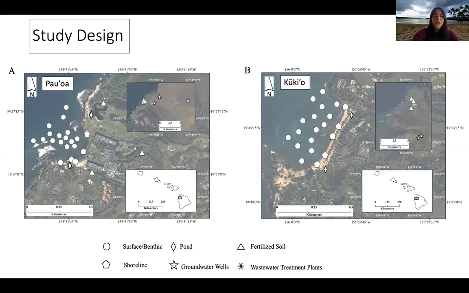And then we also had fertilized soils and wastewater treatment plant samples, as seen in the top right inset box. The fertilized soils were from the developments here, and then the wastewater treatment plants were a little bit above the developments here. The soils and the wastewater treatment samples were used as nitrogen sources to be compared to the water samples taken from each site.